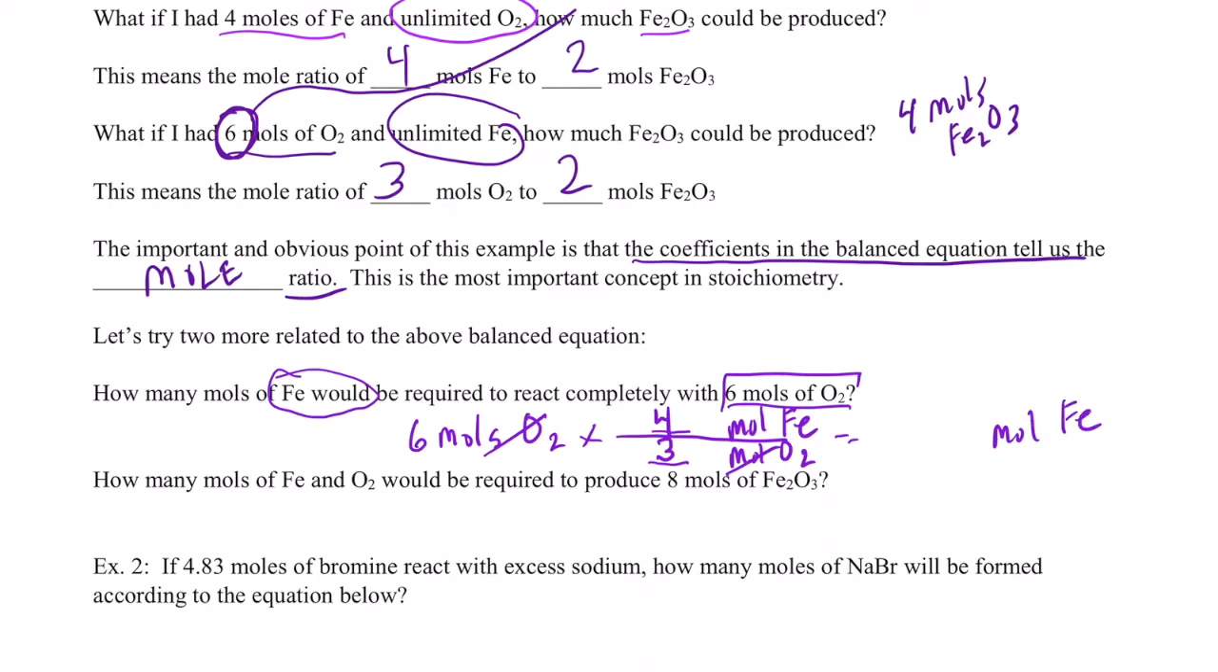So let's just do the math. 6 times 4 is 24, divided by 3 is 8. So I would need 8 moles of iron to react completely with 6 moles of oxygen.